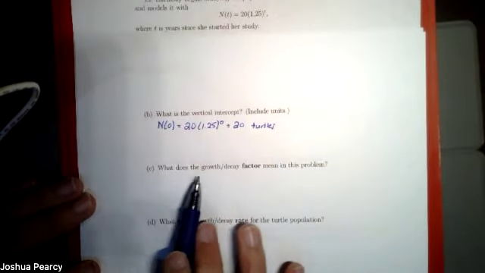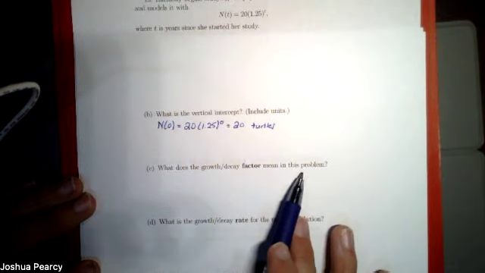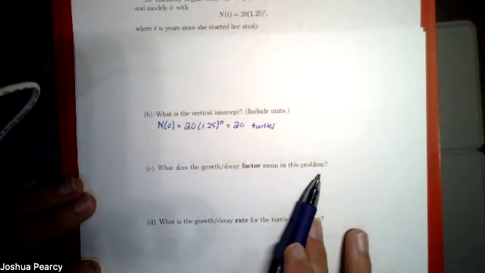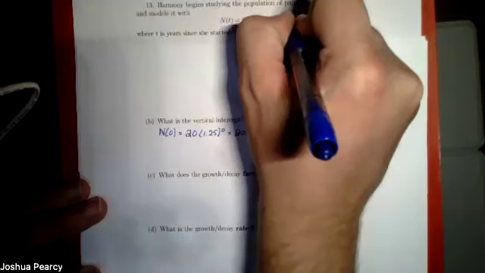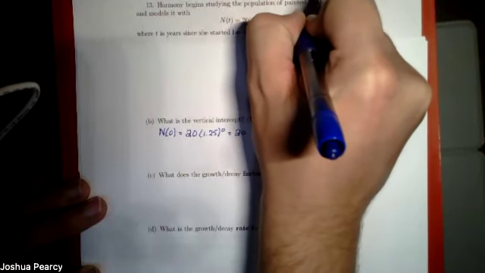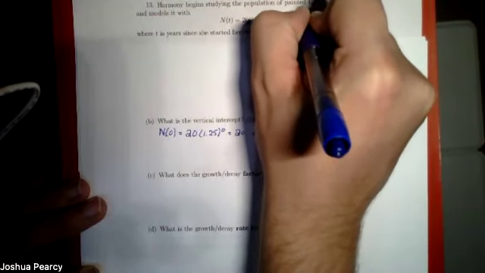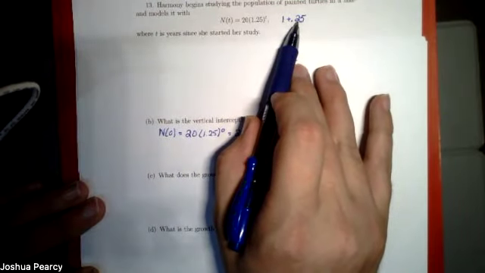So it says, what does the growth or decay factor mean in this problem? Let's go back to it. This is 1.25, right? If we think of 1.25, it's written as 1 plus 0.25. That's another way to write 1.25. So here, what is this saying? This is saying that the population of turtles is going up by 25% each year.